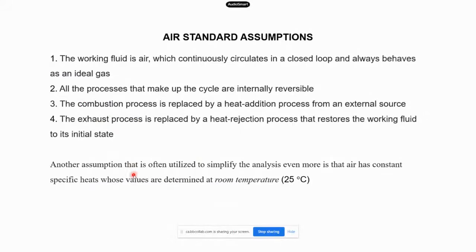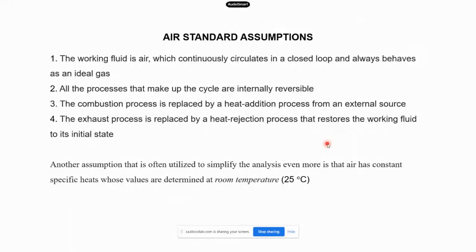Now the last one, another assumption that is often utilized simply to simplify the analysis even more, is that the air has a constant specific heat determined at 25 degrees Celsius. In other words, we assume that the specific heat capacity of air, Cp, is 1.005 and Cv is 0.718 at 25 degrees Celsius. But as the temperature increases to 30, to 35, to 50, to 100, they don't change. We assume that they are still the same. Hence, you find that Cp and Cv are always the same, even if the temperature is more than 25.